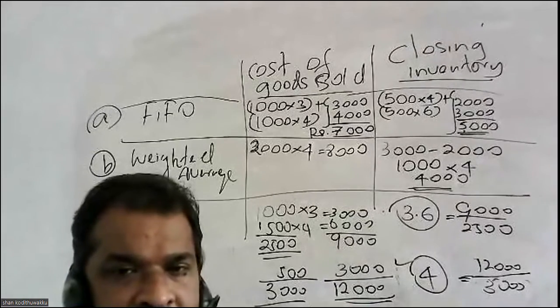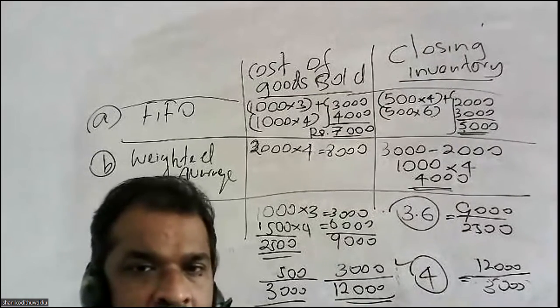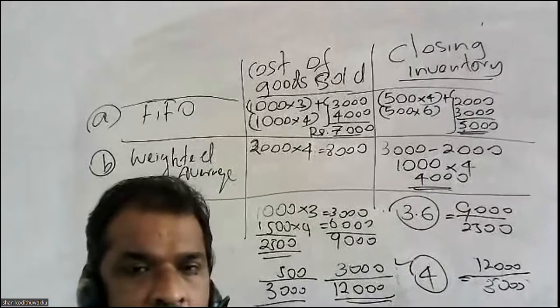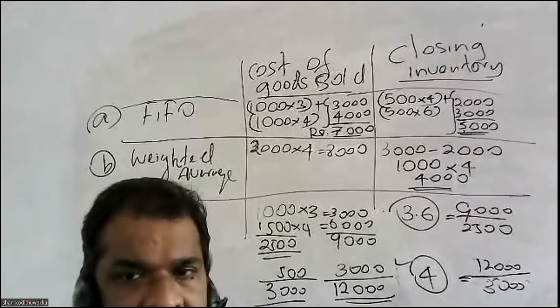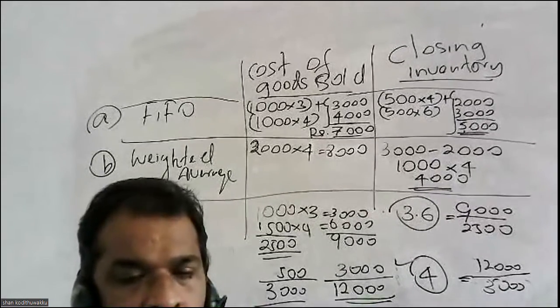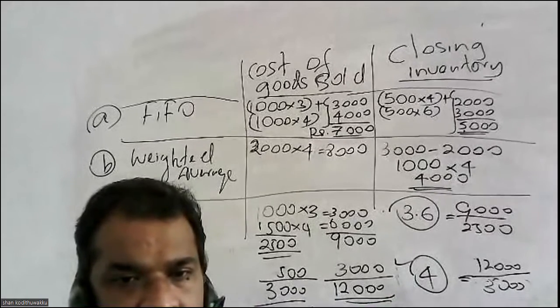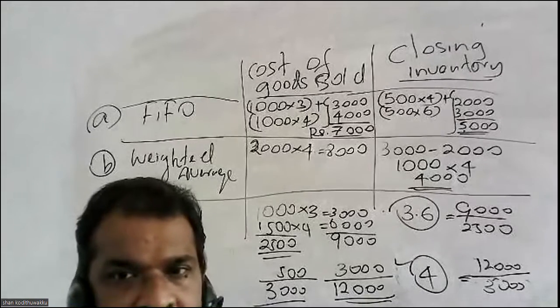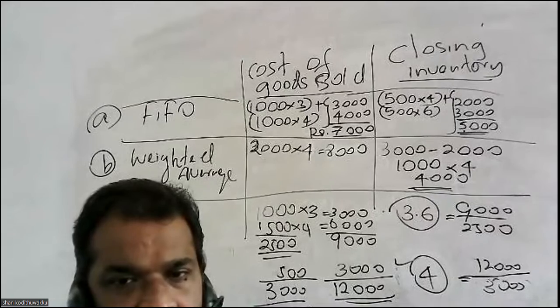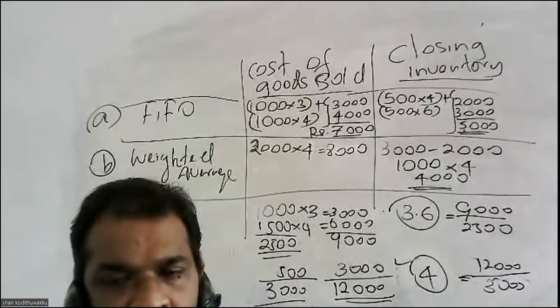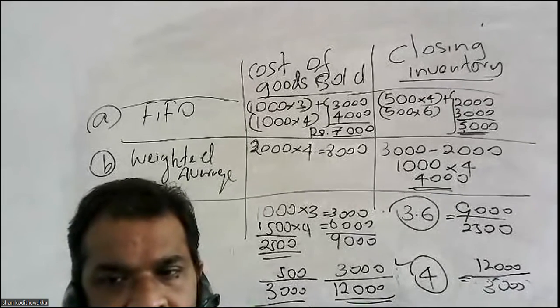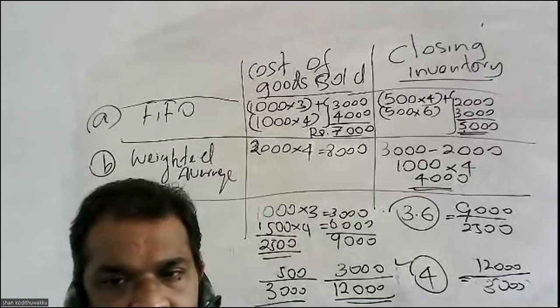When it comes to weighted average, what is weighted average? We have to calculate the average price just after each new receipt or new purchase. First, opening balance 1,000 units. Just after the first purchase, we have 1,500 new, total number of units 2,500. The value of these 2,500: opening balance 3 into 1,000, 3,000, first purchase 1,500 into 4, 6,000. Total value 9,000. 9,000 divided by 2,500, the latest price will be 3.6.